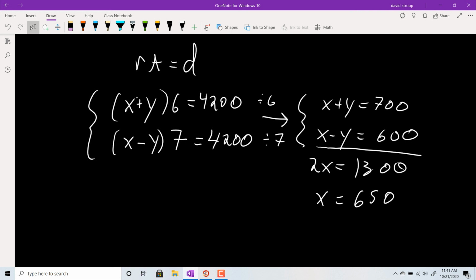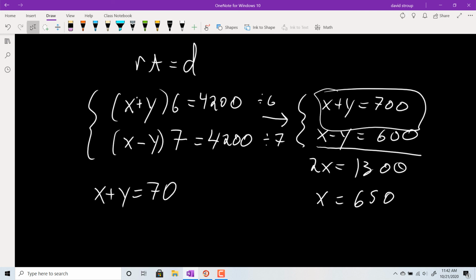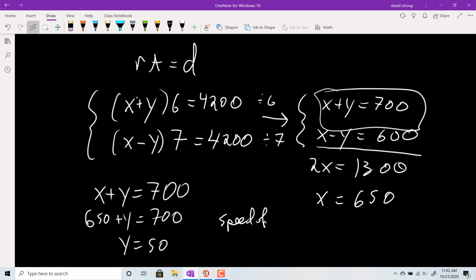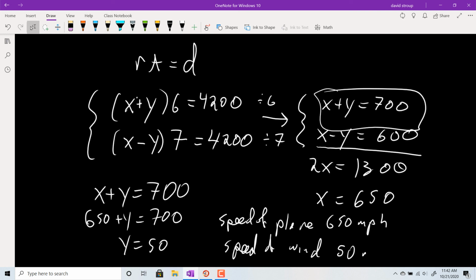We still need the speed of the wind, so you go back to either equation. I'll just pick that one. Any equation that has both variables will work. So I'm going to plug in 650 plus y equals 700. So y will equal 50. So the speed of the plane will be 650 miles per hour, and the speed of the wind will be 50 miles per hour.